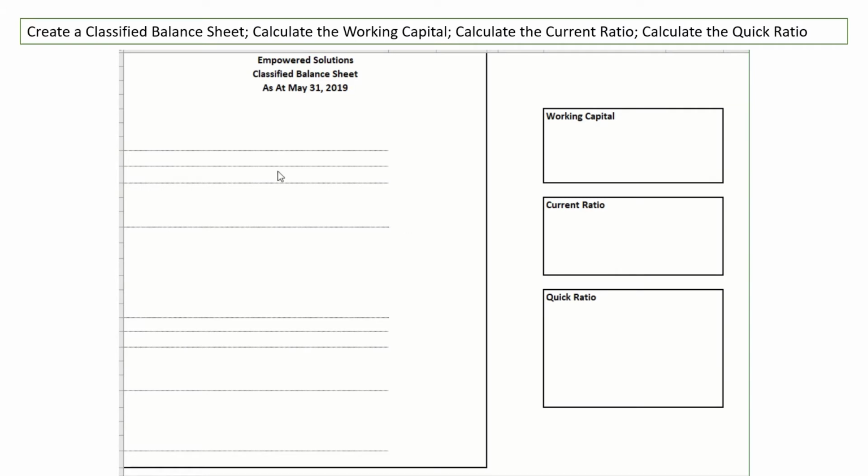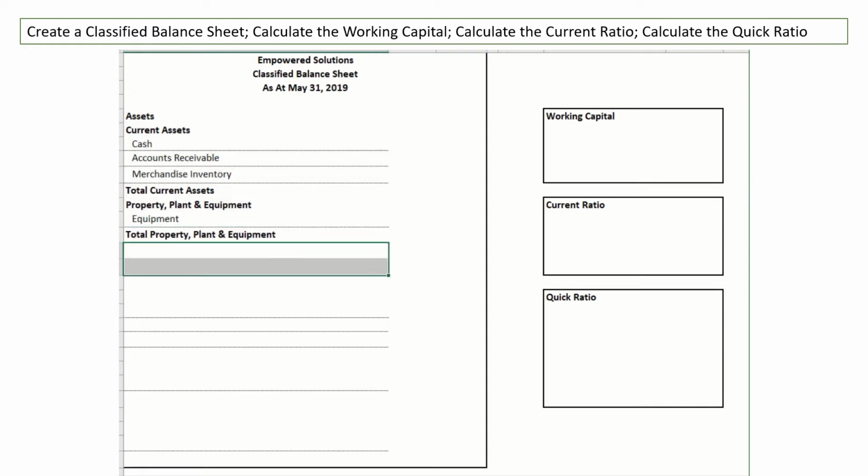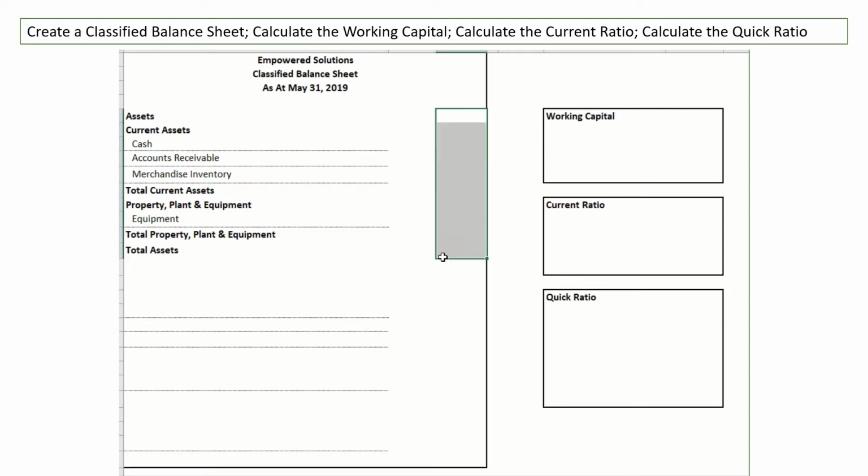So for this organization, the first step is to provide your titles on the classified balance sheet. So we've got Empowered Solutions. It's a classified balance sheet as at the period May 31st, 2019. As you start the first section, what you'll want to do is first of all start with your various assets. So we'll start in the order of liquidity, being current assets first. So we have cash, accounts receivable, merchandise inventory for total current assets. We'll then have our property, plant, and equipment items, which in this situation we only have equipment, and we'll get down to our total assets.